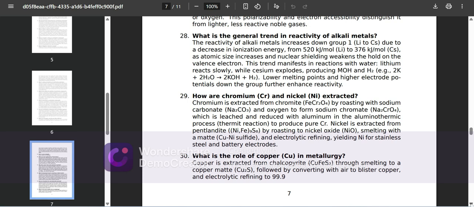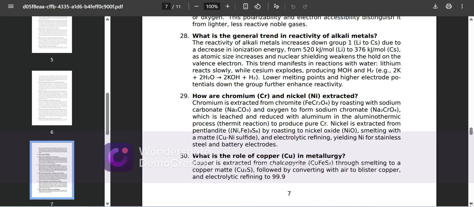These trends manifest in the reaction with water. Lithium reacts slowly while cesium explodes, producing MOH and hydrogen. Example: 2K plus 2H2O equals 2KOH plus H2. Lower melting points and higher electrode potentials down the group further enhance reactivity.